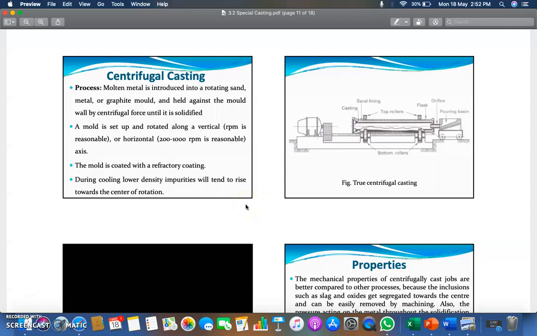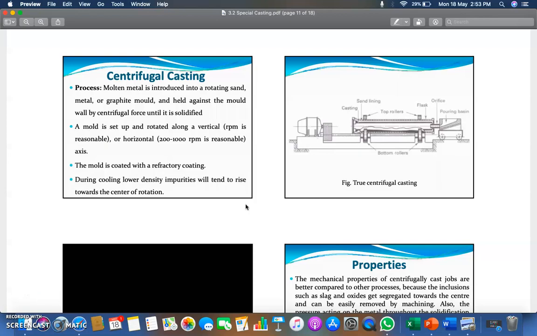As in the last lecture we have studied die casting, and in this series of special casting methods we have studied initially the shell molding procedure of casting. Then we moved to investment casting. Then we studied die casting in the last session.